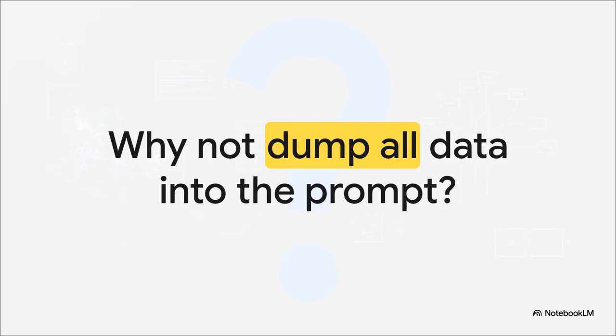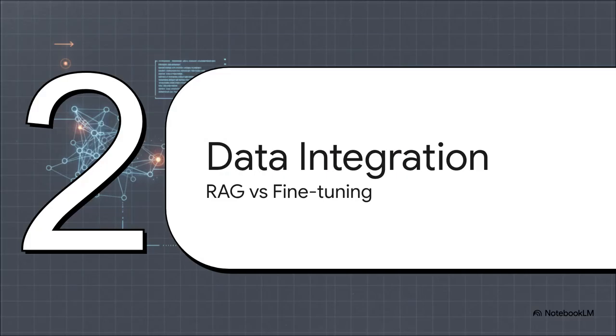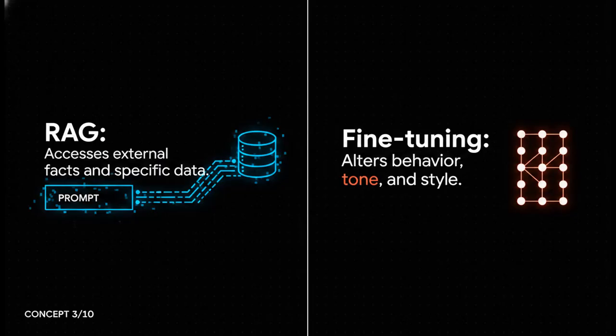Hold on a second. If we have 1 million token memory now, why can't we just dump all our company data into the prompt every single time and just call it a day? That is exactly what we're covering in Section 2, data integration, where we compare RAG versus fine-tuning. Because dumping everything into the prompt every time gets insanely slow and wildly expensive. We need smarter ways to do this.